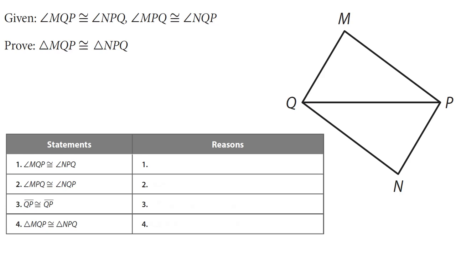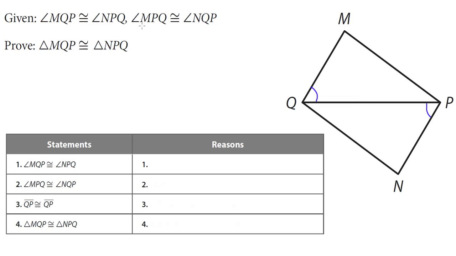So now let's take a look at some proofs using the ASA triangle congruence theorem. It says here, given angle MQP is congruent to angle NPQ and angle MPQ is congruent to angle NQP, prove that triangle MQP is congruent to triangle NPQ. So what I like to do next is take the given information and mark it on the diagram so I could see better what's going on. Angle MQP is congruent to angle NPQ. MQP is right here, so I'm going to mark that with one arc, and NPQ is right here. I'm going to mark that with one arc. And that way I can better see that they are congruent to each other.